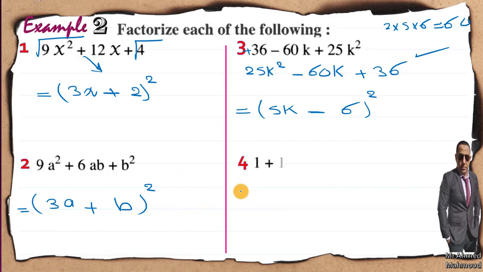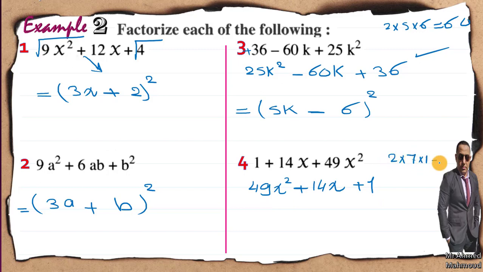The next step, 1 plus 14x plus 49x to the power of 2. I'm going to arrange the expression, so it will be 49x to the power of 2 first, positive 14x in the middle, and plus 1 finally. Here 49, its square root is 7, 1, its square root is 1, so 2 times 7 times 1 equals 14. So this is a perfect square trinomial.